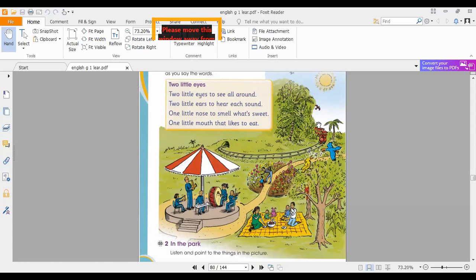What are our five senses? First of all, to see. Second, to hear. Number 3 is to smell the things. Number 4, to taste the things. And number 5, to feel the things with our hands.